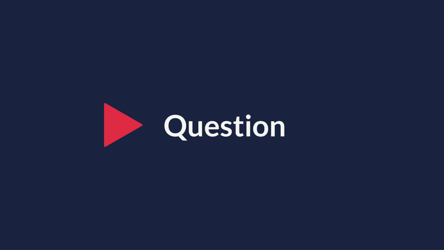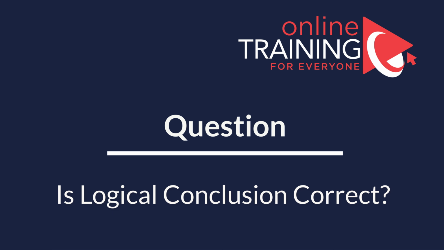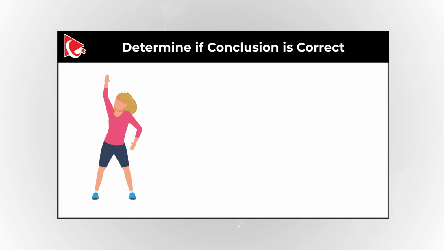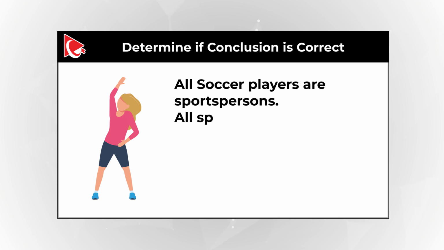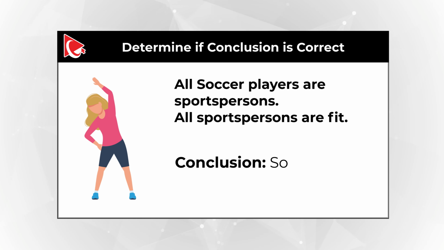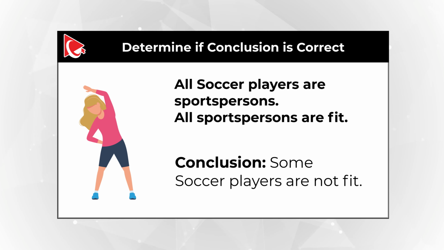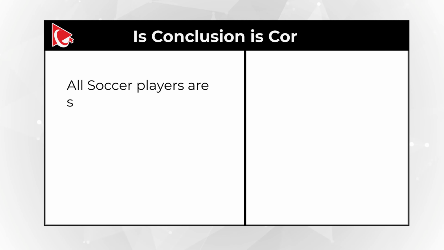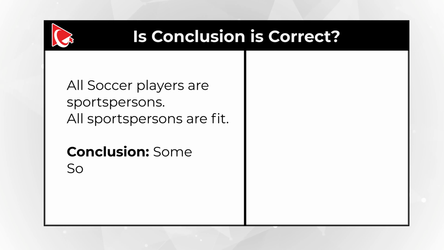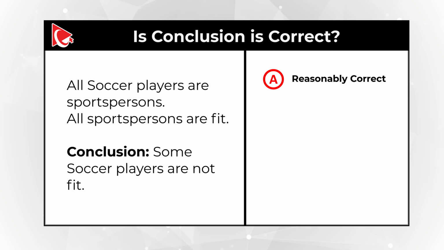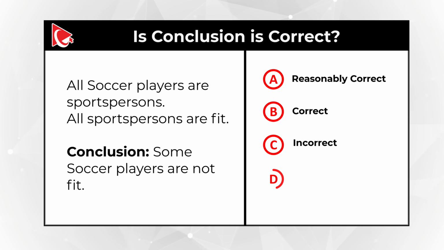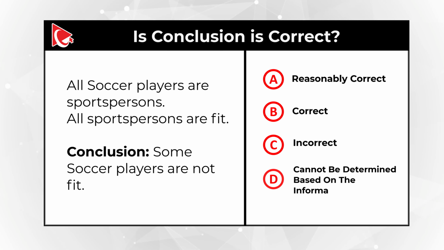Here is the frequently used question to test how logical are you. You need to determine if conclusion is correct based on the statements. Let's look at the statement. All soccer players are sports persons, and all sports persons are fit. Conclusion. Some soccer players are not fit, and you need to determine if this particular conclusion is correct. You have 4 different choices to determine if conclusion is accurate. Choice A, it's reasonably correct. Choice B, it is correct. Choice C, it's incorrect. And choice D, cannot be determined based on the information available.